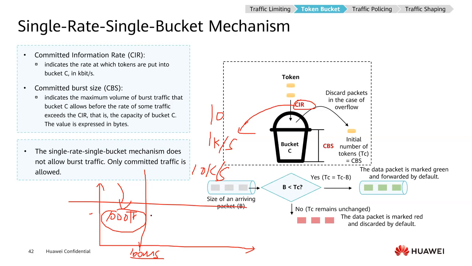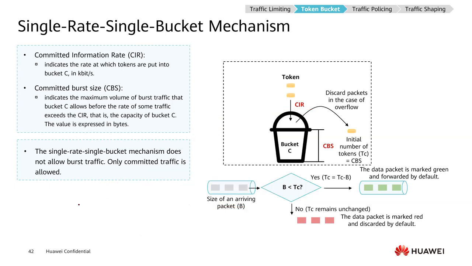So normally we were thinking, okay, the CIR is 1 kilo per second, but if we look in more detail, we will see that in this 100 milliseconds, the speed actually is 10 kilo per second. So it will cause a problem. And the token bucket will be doing like this.